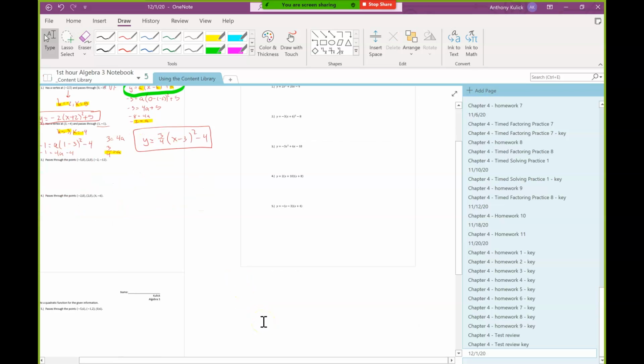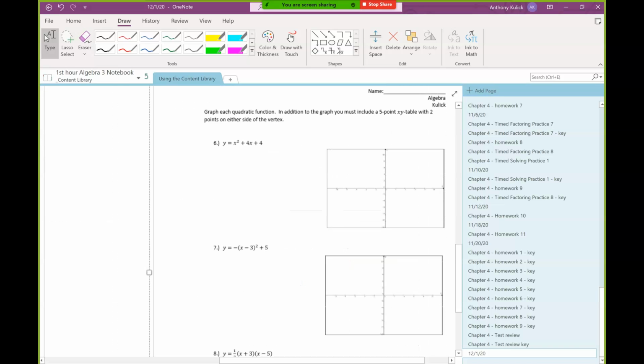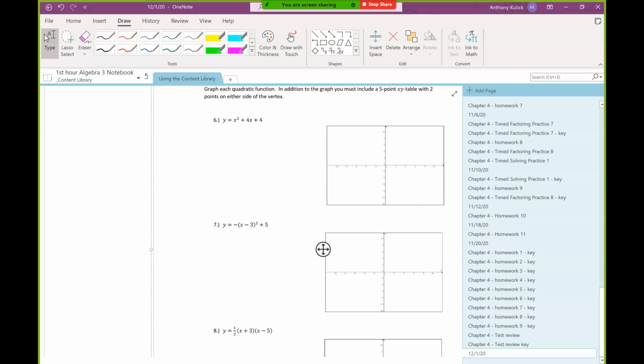Raylan, we're looking at number 7, which is this one. Okay, so here we're looking to graph. To graph this, I need to find the vertex. The way we find the vertex varies depending on the form that our equation is.